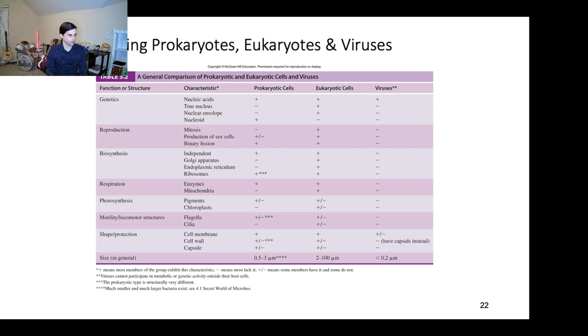So check out this little chart. This is a comparison of prokaryotes versus eukaryotes versus viruses that tells you what they do and don't have in common. So pretty much the only thing that viruses have in common with cells is they have some sort of DNA or RNA inside of them, not both, and that's about it. So go ahead and check these out. You don't have to memorize these charts.